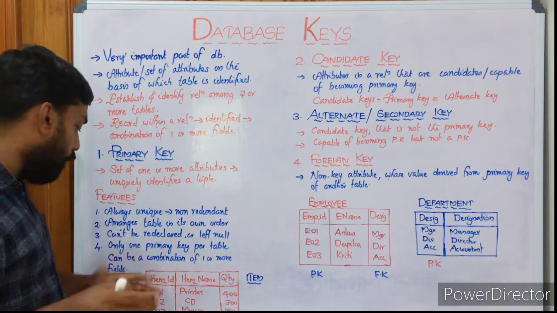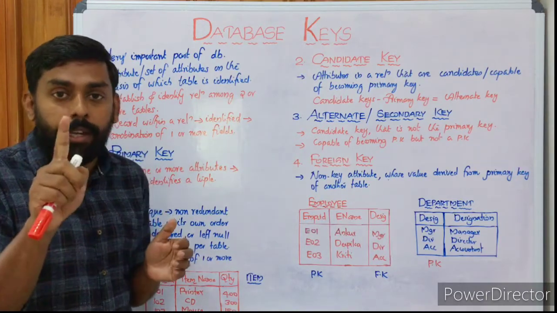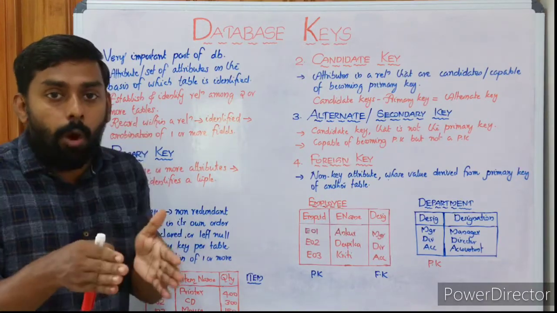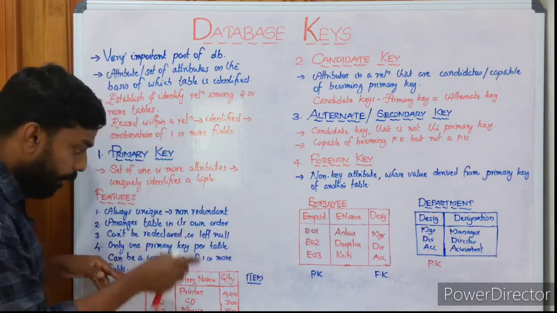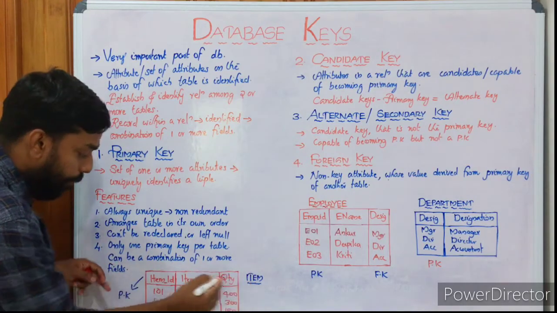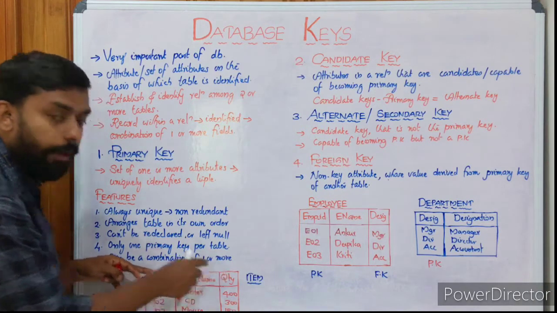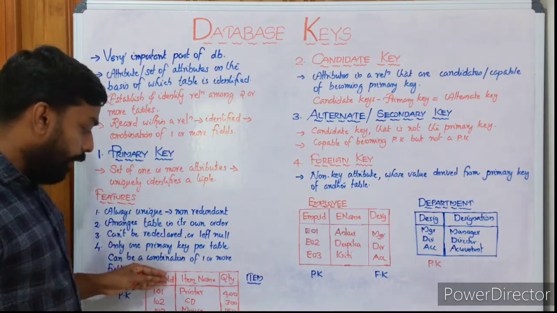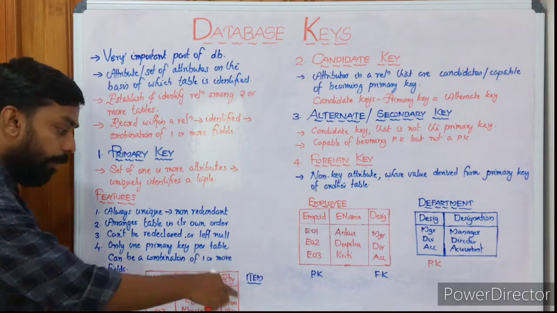Then it can be a combination of one or more fields. In a table there will be only one primary key, and it can be a single column or a combination of one or more columns. Let's look at an example. Here we have a relation named item with 3 attributes: item ID, item name and quantity. Which one is the primary key of item?